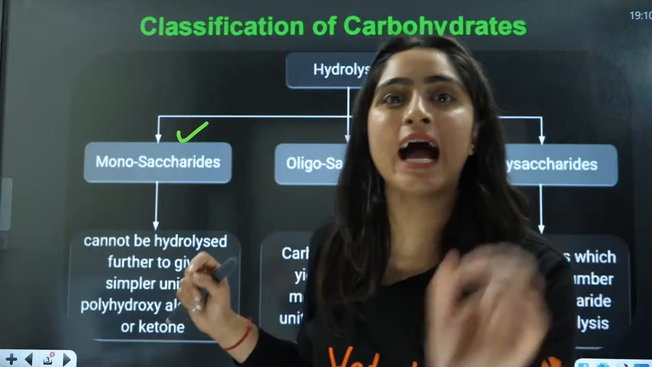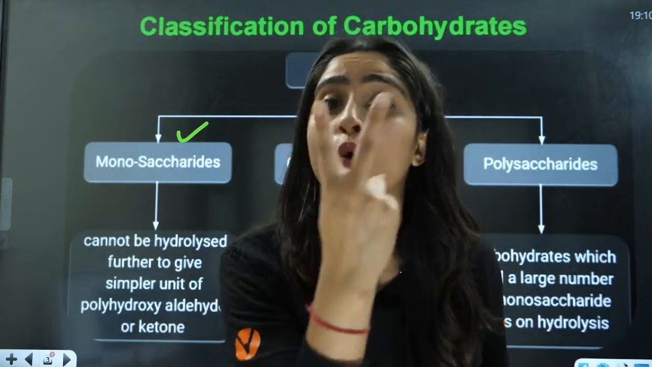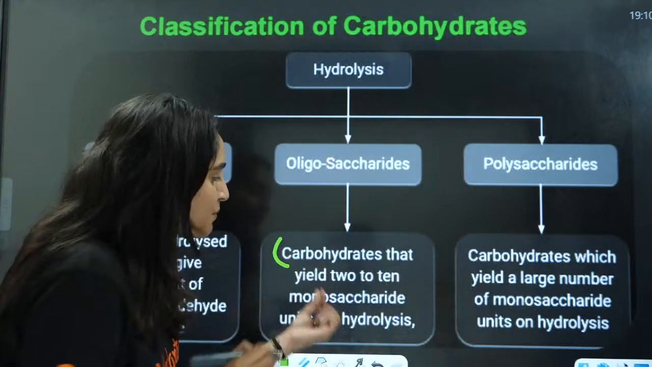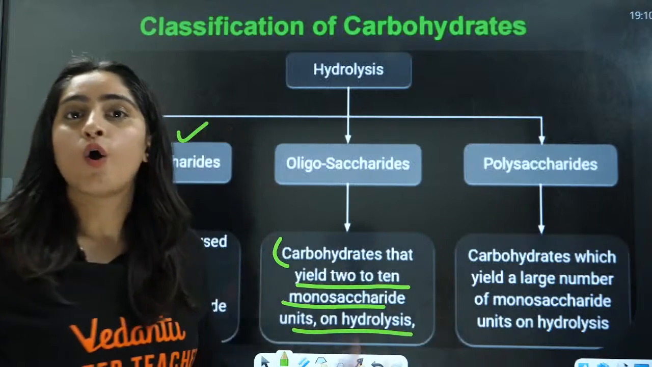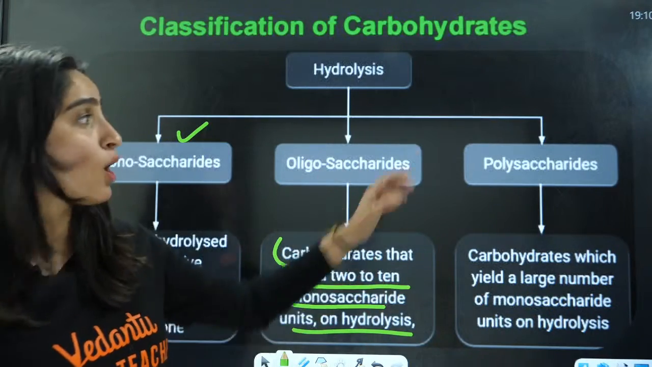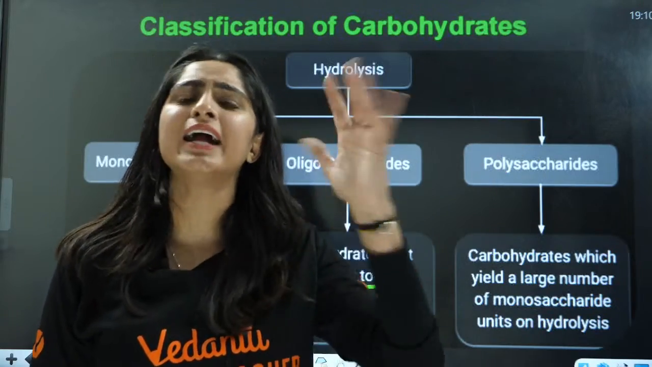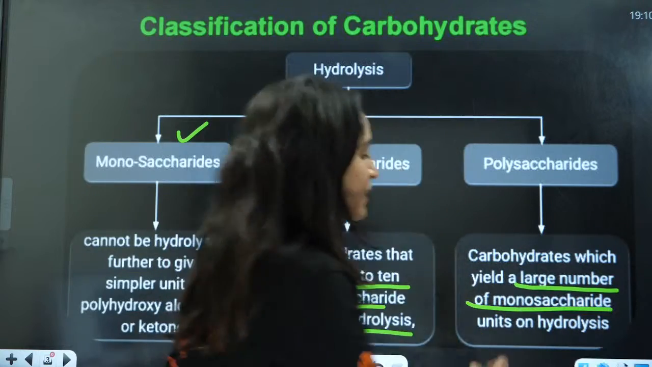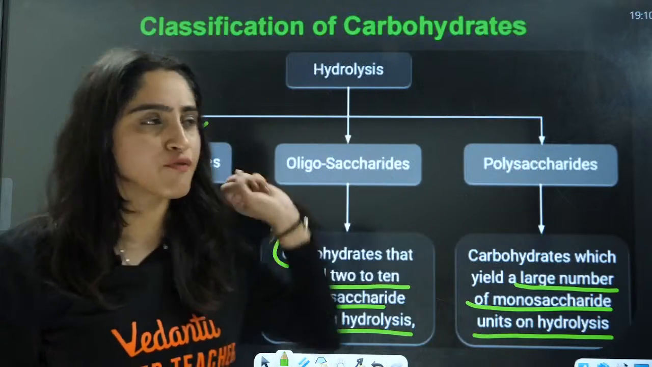So we can say it is a di-. In oligo also, it is a disaccharide because it is producing 2 units on hydrolysis. So this is what she is saying: carbohydrates that yield 2 to 10 units are called oligosaccharides. Polysaccharides have so many units, an infinite number of units, so they yield a large number of monosaccharide units on hydrolysis. So this is the classification of saccharides.